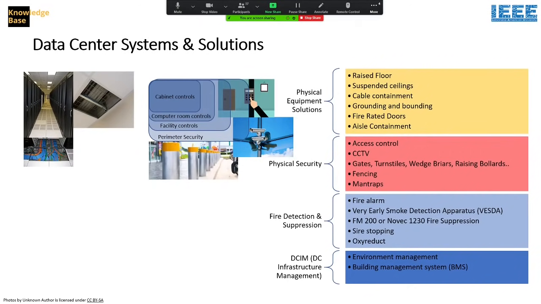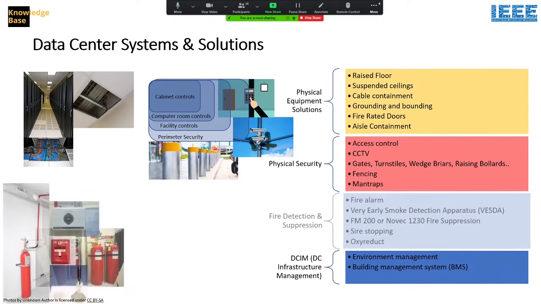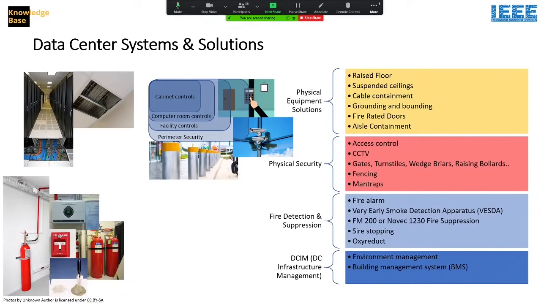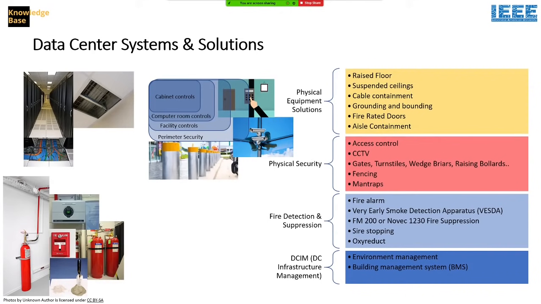And all this is controlled in a data center. Of course, safety is also another major thing in a data center, and that's why fire detection and fire suppression systems take a major part in a data center design. So we have different types of safety requirements in data centers, starting from fire alarms that would detect a fire or a smoke.